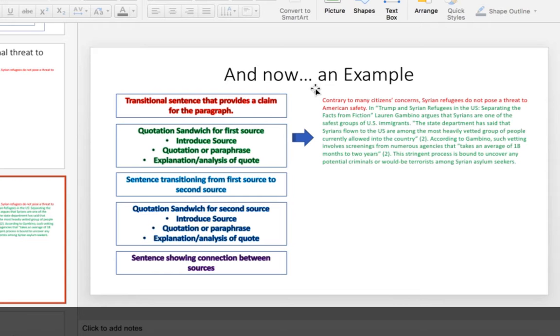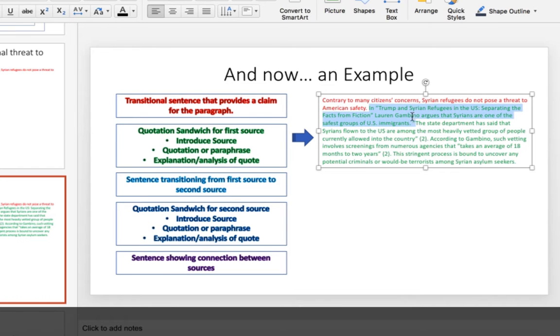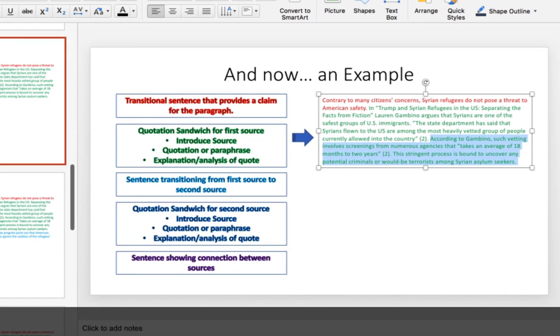And what you can see is this is a classic quotation sandwich. What I have here in the first sentence is the introduction to the quote. The second sentence is the quote itself. And then the third and fourth sentences are an explanation of that quote. So what I have now in my paragraph is my transitional or topic sentence at the beginning and my first quotation sandwich. Now I need a sentence transitioning from the first to the second source.